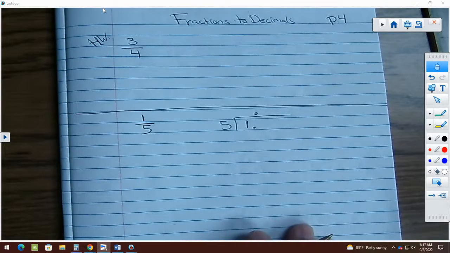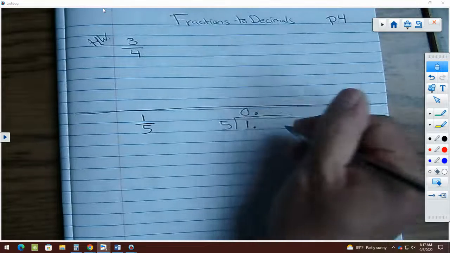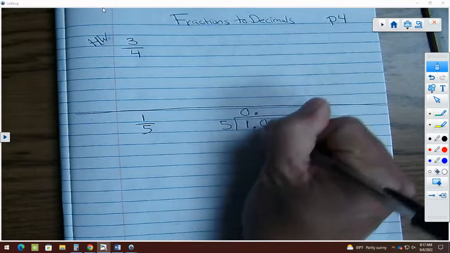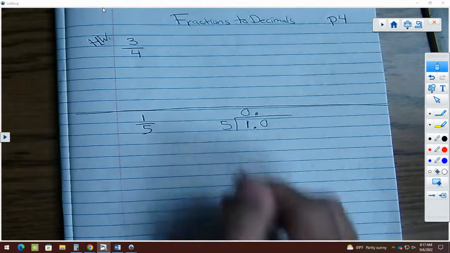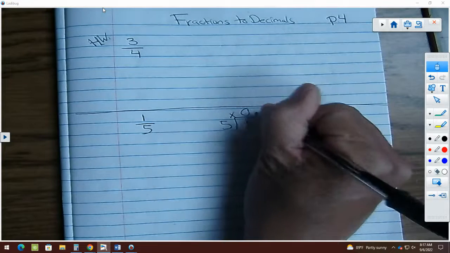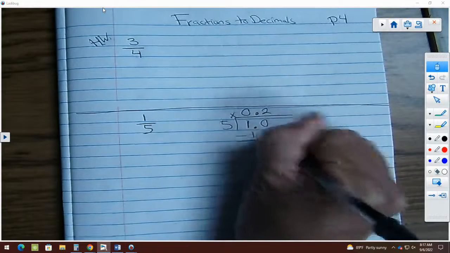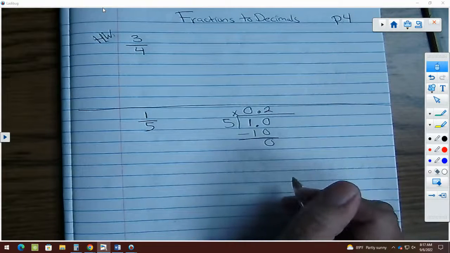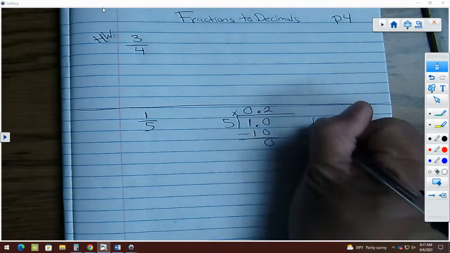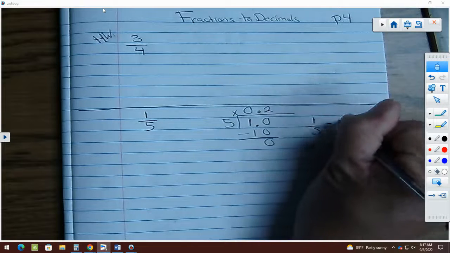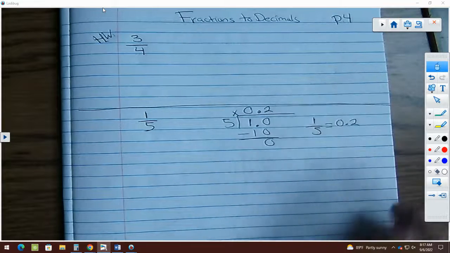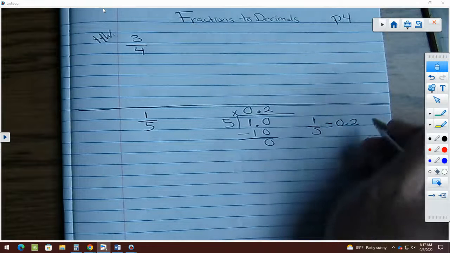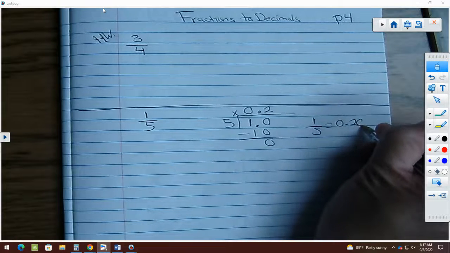1, is that enough? No. Add a 0, right? 10, is that enough? Yes. 5 times what gives me 10? 2. Good job. That'll be 10. Do I have to add a 0? Do I have to keep on putting zeros? No, it's done. So the answer is 1/5 equals 0.2. But because Rivera likes money, I'm going to just add a 0 at the end to make it 20 cents.